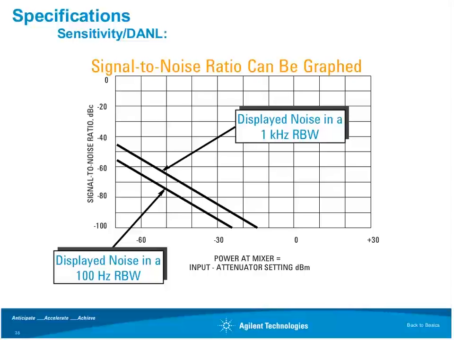So if we were to plot out the performance on a graph, on the vertical scale we've got the signal-to-noise ratio, and on the x-axis we have the power that's actually reaching the mixer, which is simply the signal power at the input minus whatever attenuator value you've picked. You would end up with a series of lines like this for each resolution bandwidth. Here, for example, would be the noise as a function of power at the mixer for a 1 kilohertz filter, and then if I reduce the bandwidth by a factor of 10 to 100 hertz, I'd get a similar line, shifted down by 10 dB.